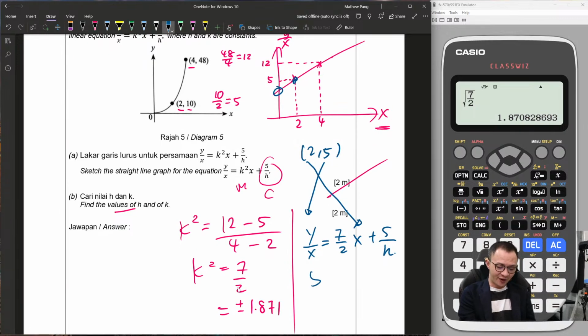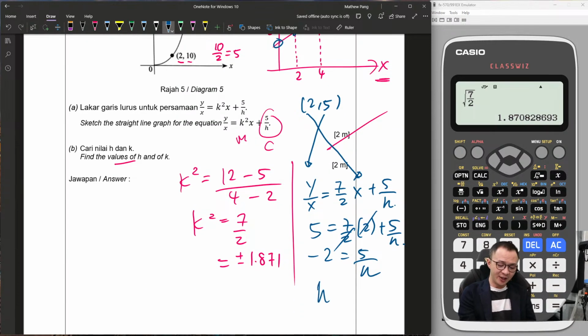Okay, so 5 equals 7 over 2, 2 plus 5 over h. 2 and 2 I simplified. Minus 7, negative 2 equals 5 over h. Then my h should be 5 over negative 2, isn't it? So it's negative 2.5 for h.